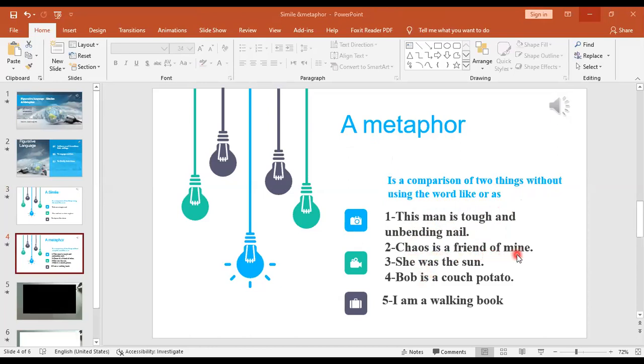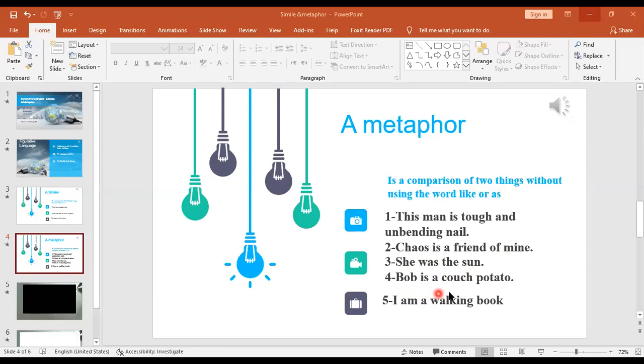Chaos is a friend of mine. Someone here in this class, chaos is a friend of his. She was the sun. Sometimes when you are describing your mother, you are going to say she is the sun and the moon and all the planets in the world. She is the galaxy. So it means that your mother is very, very precious to you.